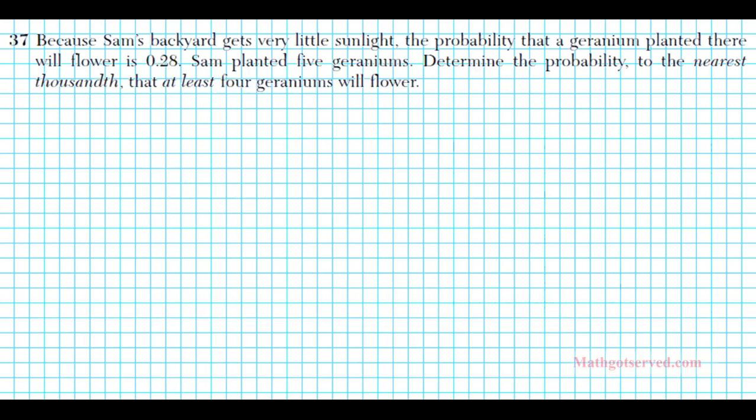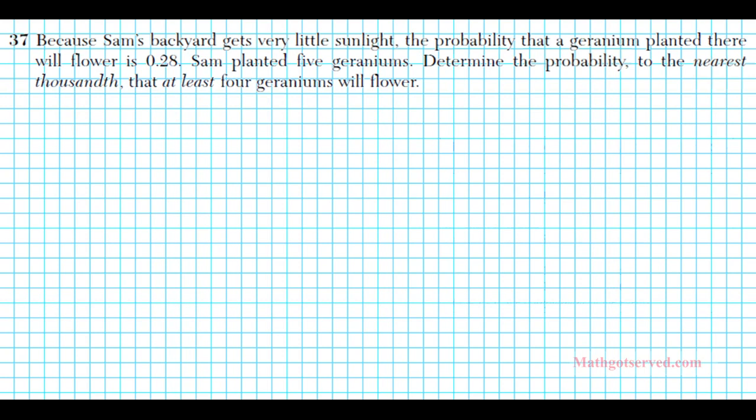So let's take a look at problem 37. It says, because Sam's backyard gets very little sunlight, the probability that a geranium planted there will flower is 0.28. Sam planted 5 geraniums. Determine the probability to the nearest thousandth that at least 4 geraniums will flower.